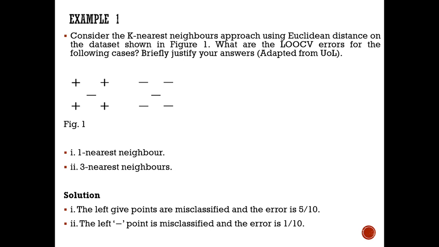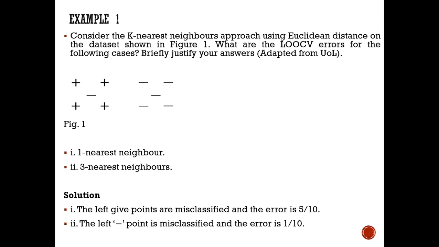Example 1 says, consider the K nearest neighbors approach using a Euclidean distance on the dataset shown in figure 1. What are the LOOCV errors for the following cases? Briefly justify your answer. This question was adapted from the University of London machine learning exam. On the left hand side of figure 1, we can see plus, plus, minus, plus, plus. On the right hand side, we have 5 minus signs.